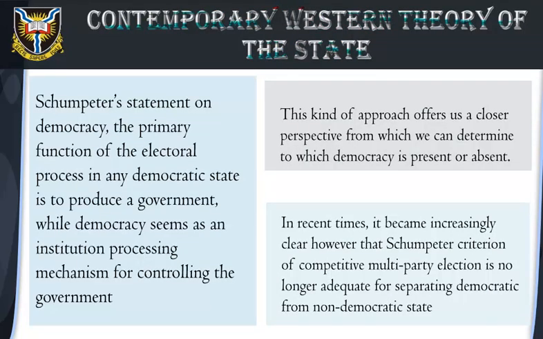Schumpeter's statement on democracy: the primary function of the electoral process in any democratic state is to produce a government, while democracy serves as an institutional mechanism for controlling the government. This kind of approach offers us a closer perspective from which we can determine whether democracy is present or absent. In recent times, it became increasingly clear, however, that Schumpeter's criterion of competitive multi-party election is no longer adequate for separating democratic from non-democratic states.